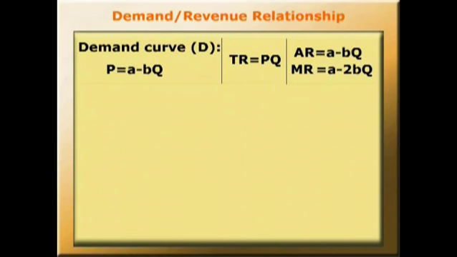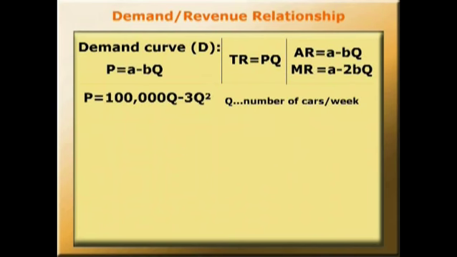Now let's consider changing the level of output in the car industry. We'll use an estimate of demand for Rolls-Royce cars as P equals 100,000 minus 3Q squared, where Q is the number of cars per week. So MR is 100,000 minus 6Q. Now the current quantity is around 50 cars a week. So we can find the revenue received if output increases by, say, 5 cars.